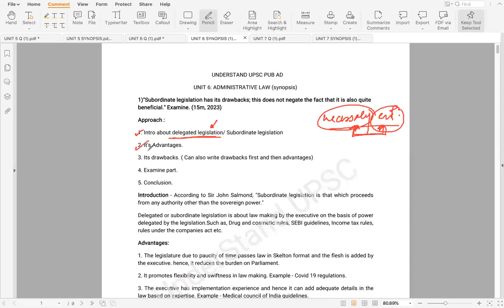You talk about advantages, you talk about disadvantages; you can also write drawbacks first and then advantages. You can follow either approach, and then you have to examine it in the sense of what we can do, and you have to conclude it.